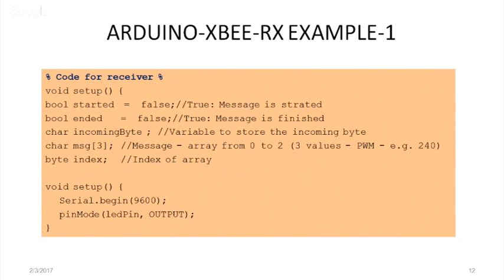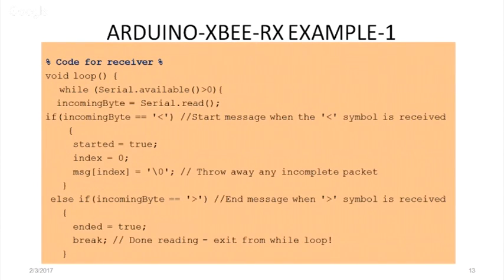At the receiver side, we have to write some program so that we can receive the data through this ZigBee device. We have to use some variables like started, ended, incoming byte, and message. I will explain in the next part how we will use them. In the void setup, again we have put Serial.begin, and we have taken an LED as an output pin.